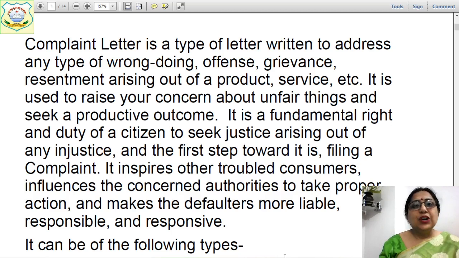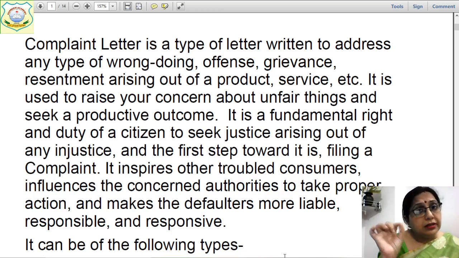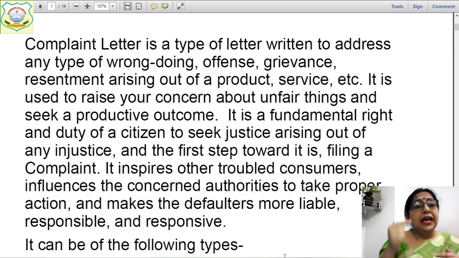So after the receiver's address, the addressee's address, you again leave a line and then you start your letter with a salutation. Sir, ma'am. Right? Very formal. Again, no commas. Then again leave a line. Then the subject of your complaint, the subject of your letter, and it should be very precise. The subject should be very precise, underlined.